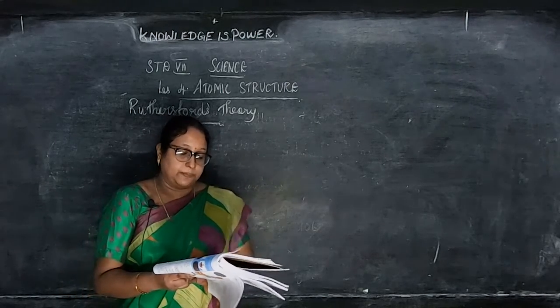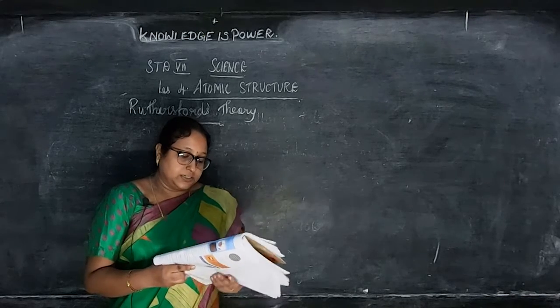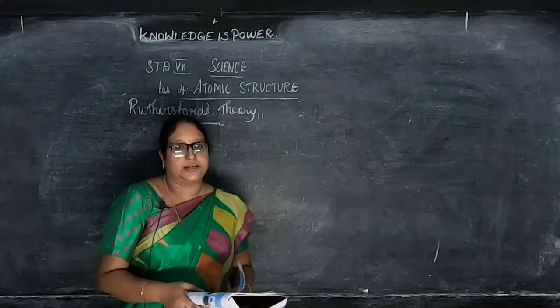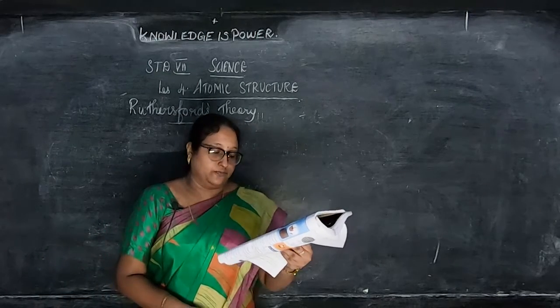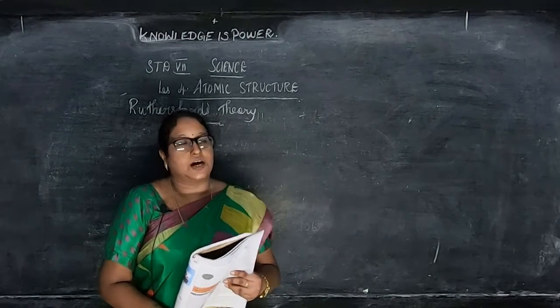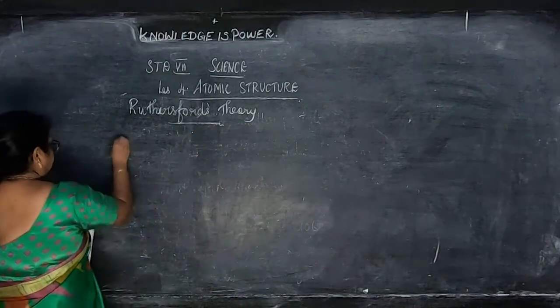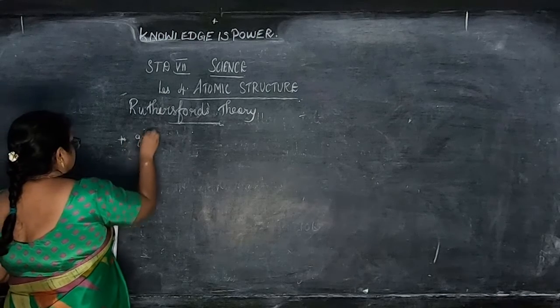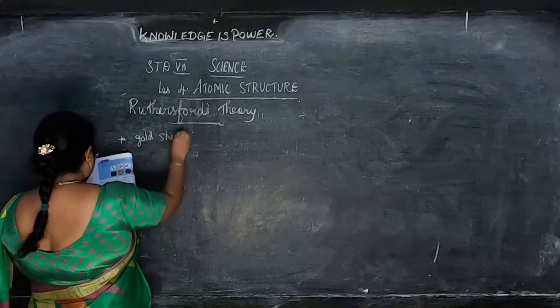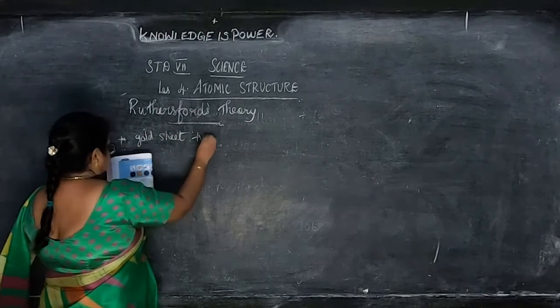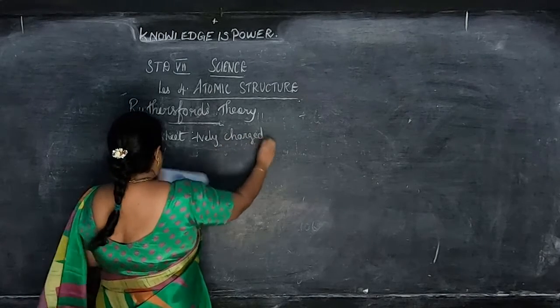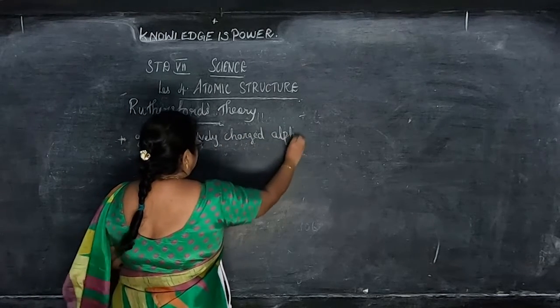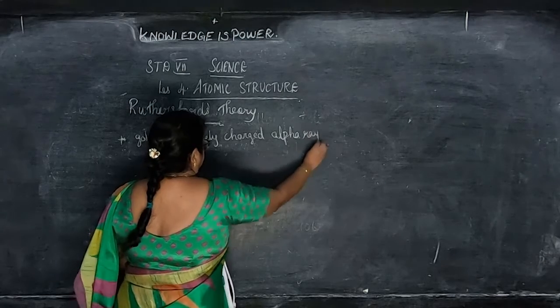Ernest Rutherford gave a better understanding. So Ernest Rutherford conducted an experiment. So what did he conduct? He bombarded a very thin layer of gold with positively charged alpha rays. He bombarded the gold sheet with positively charged alpha rays. Okay? So here what happened?